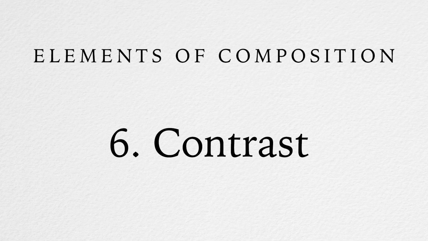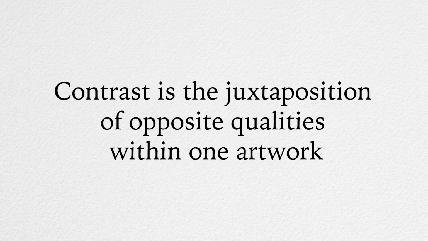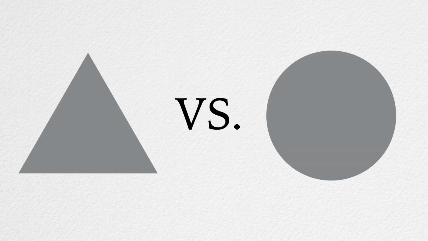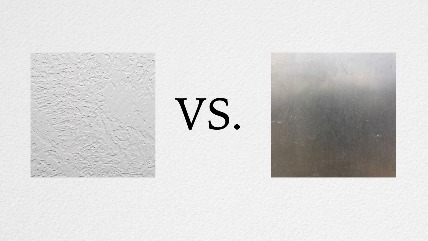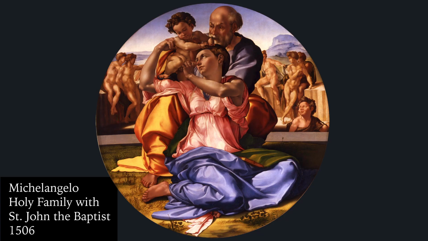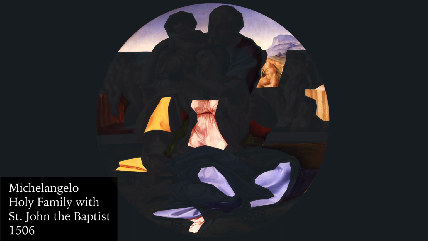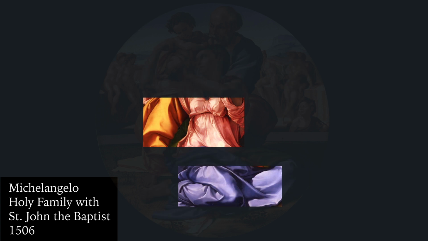Number 6. Contrast. Contrast is the juxtaposition of opposite qualities within one artwork, such as strong differences in shapes, sizes, tones, colors, textures, lines, and so on. One artwork can have several contrasts, like light and dark tones, large and small shapes, or warm and cold colors.